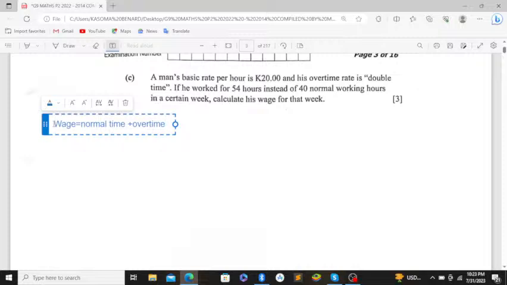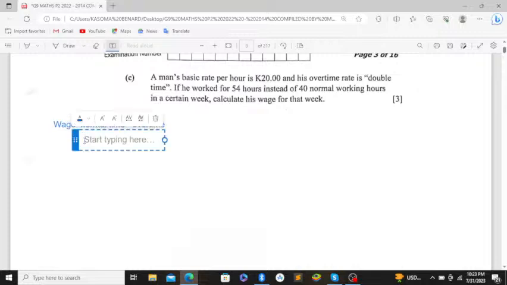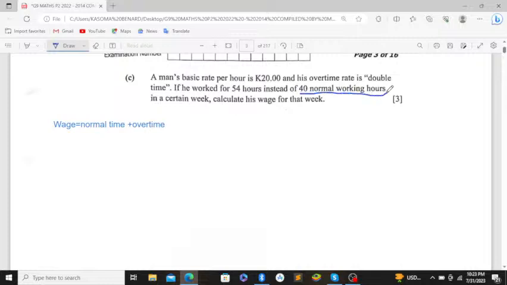Once we have done this, I'm going to write here. What is his normal time? We're saying his normal time per week is 40 hours. It's here, so you can see the details. Normal working hours is 40 hours per week, and then for overtime, we are going to find the number of hours worked overtime in that particular week by subtracting normal time from the total hours this man worked.